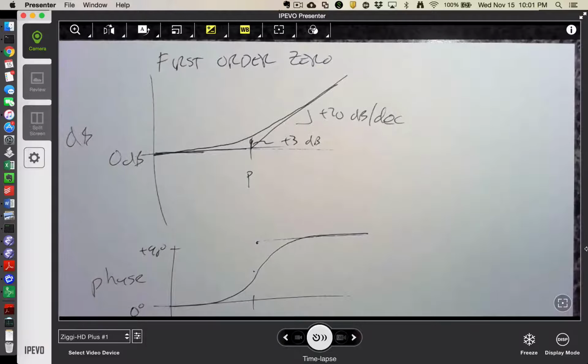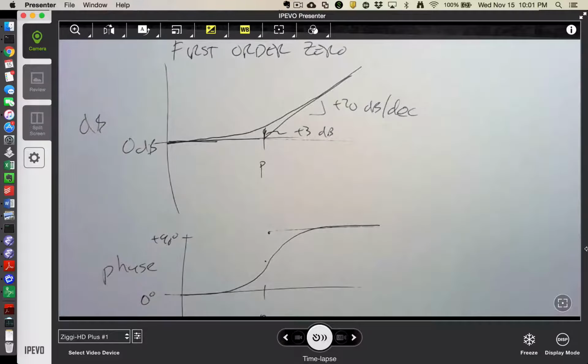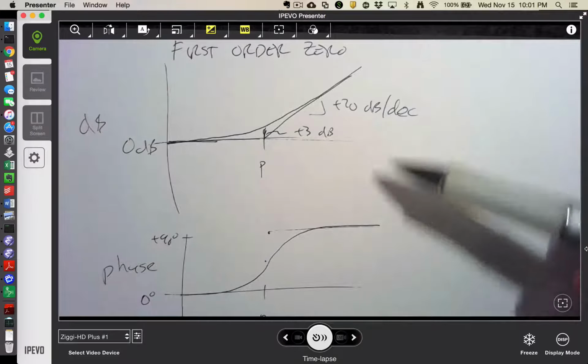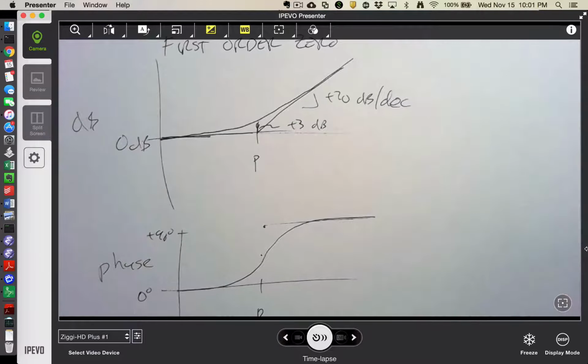And so that's a pretty decent rough approximation of the first order zero. Every time I come to a first order zero, my slope would increase by 20 dB per decade, and my phase would increase by 90 degrees, if this were a compound transfer function that had more stuff in it. I think that's about all I've got to say about first order terms. So that's the first 4 of our 6 building blocks.